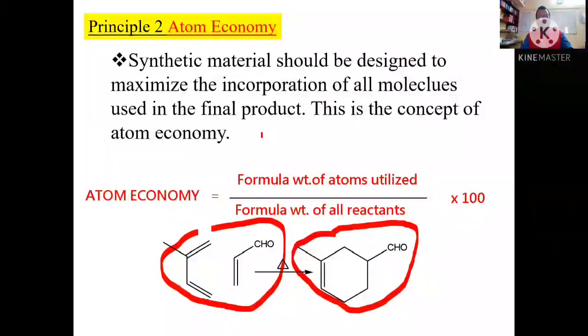So as I already told you, prevention of waste and atom economy are two sides of a coin. When you generate less waste, your atom economy will become higher, and you can just call it a green reaction.